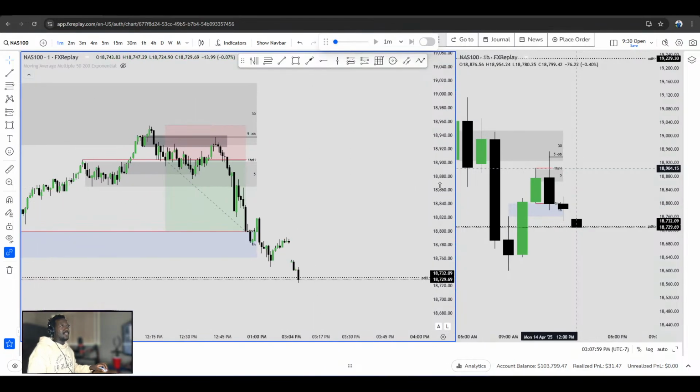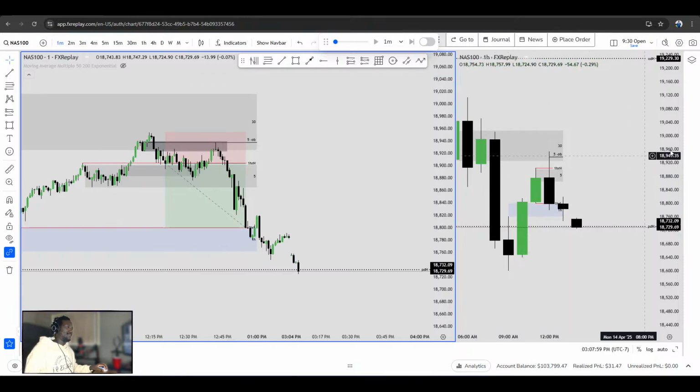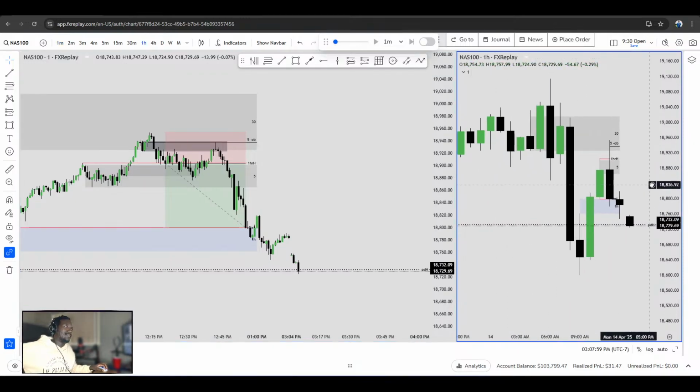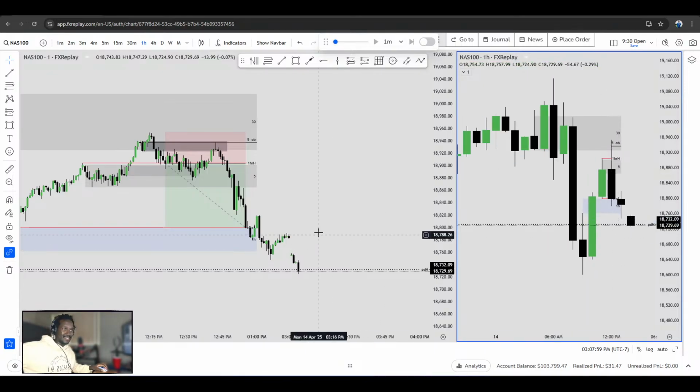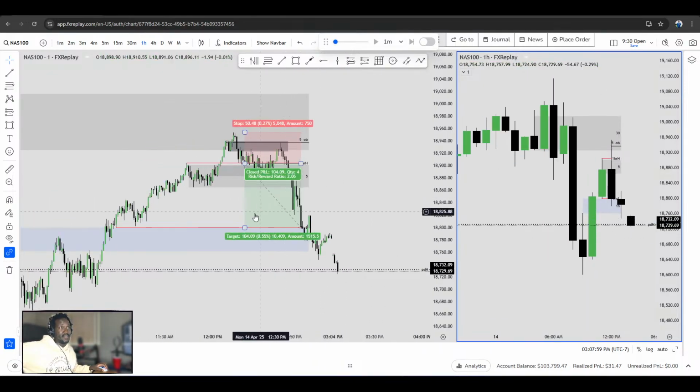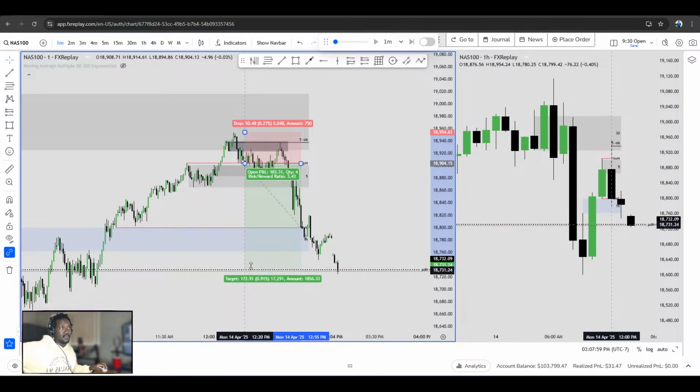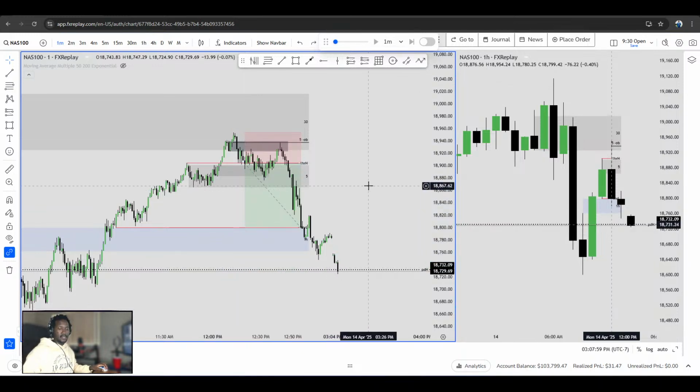Okay, so it got to that 1 hour fair value gap. So don't tell me that's not a thing, man. It is a thing, and it still wants to keep going down. So we Gucci. That was a good win.